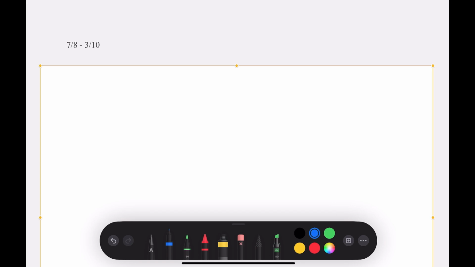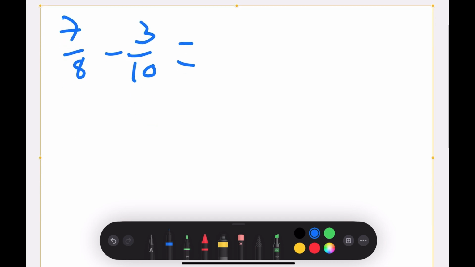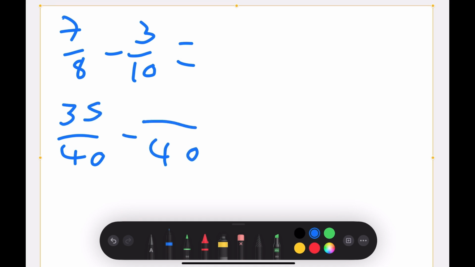So subtracting fractions is similar to adding fractions. You need to make the denominator the same. So 7 over 8 minus 3 over 10. So I know that both 8 and 10 go into 40. So to make 8 into 40, we multiply by 5. So we must multiply the top by 5, so we get 35. And for the 10, we have multiplied by 4. So we must multiply the top by 4 to get 12.